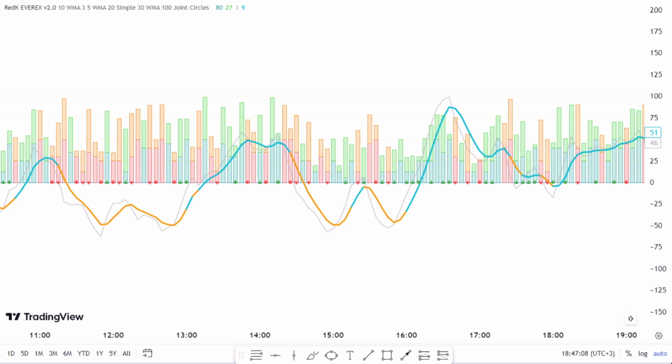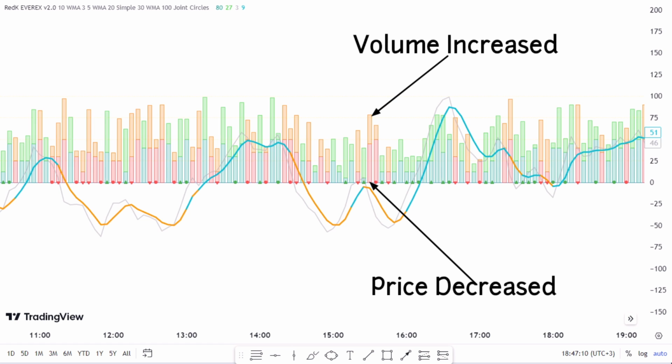The second scenario is when the volume is up and the price is down. This could mean that the market is in a bearish phase, as increased activity pushes price lower. If high volume continues, it might suggest a continued downtrend.